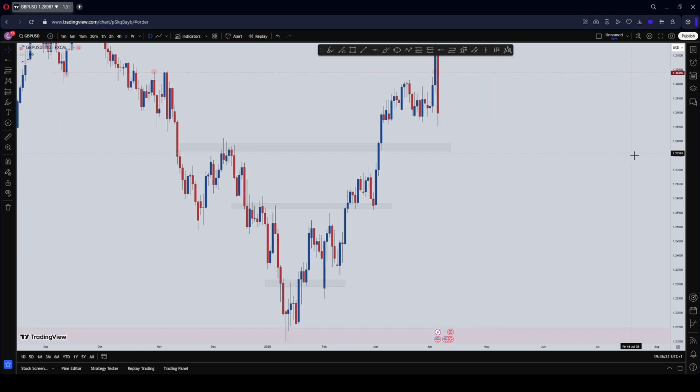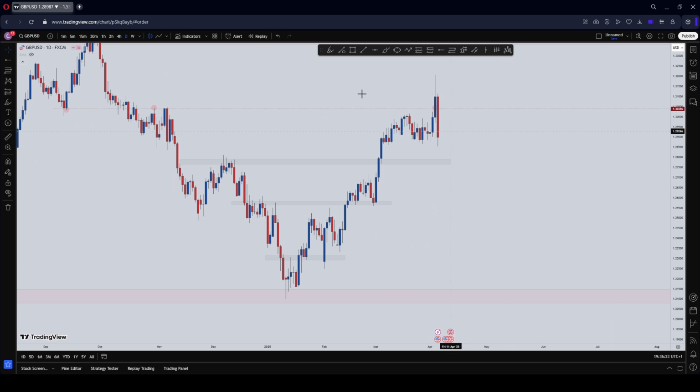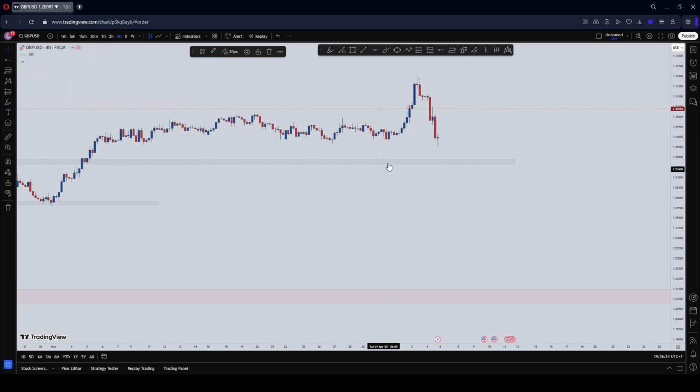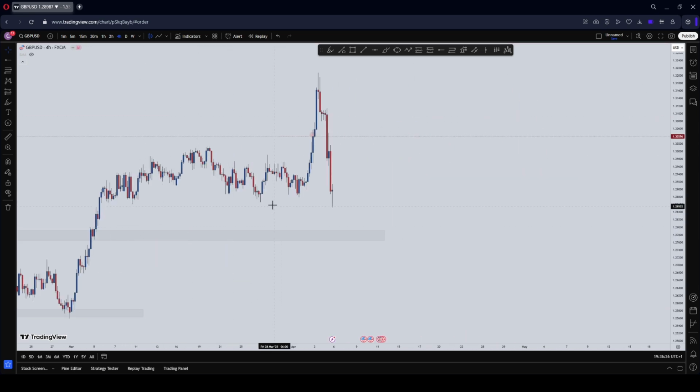So we can say the daily is bullish, because if you look at the daily structure, it has broken all these levels here to the left. So the daily is bullish. Let's go to the 4-hour. Now, on the 4-hour, what do we see? We'll go back to a lighter key level line.